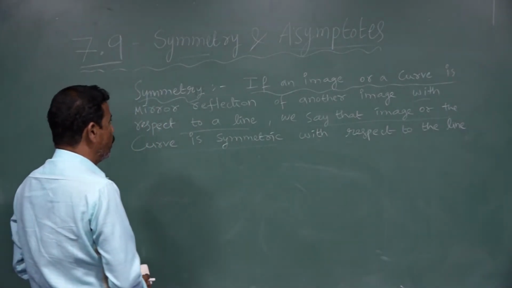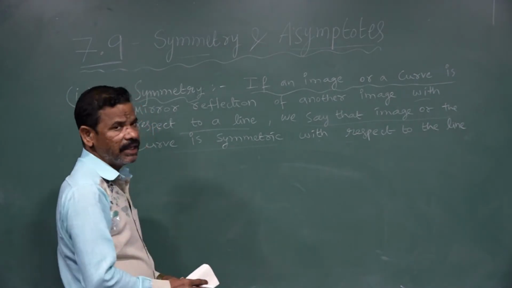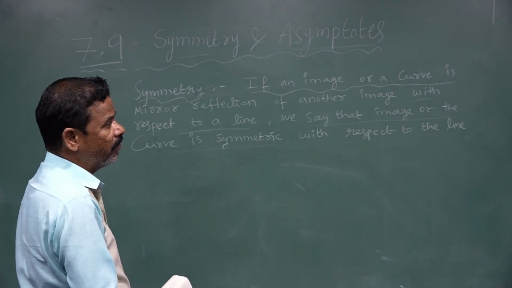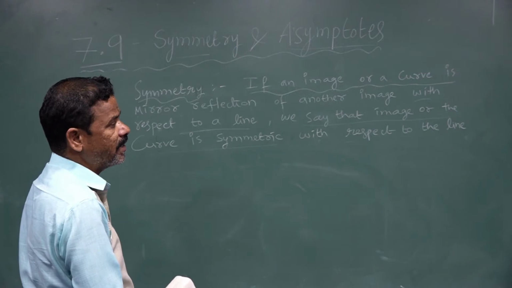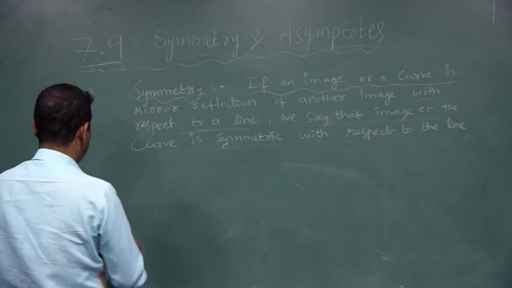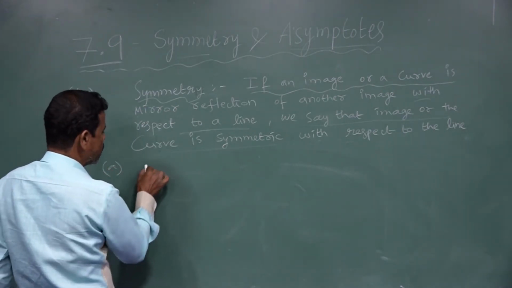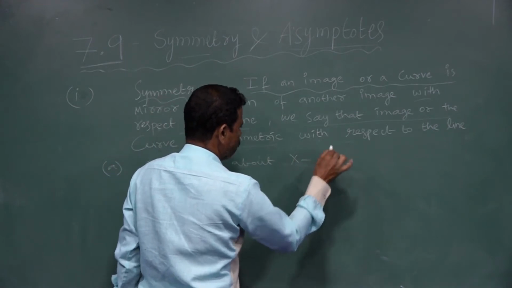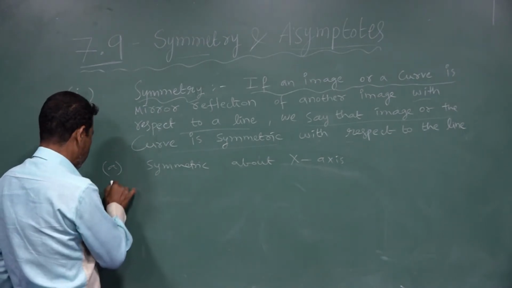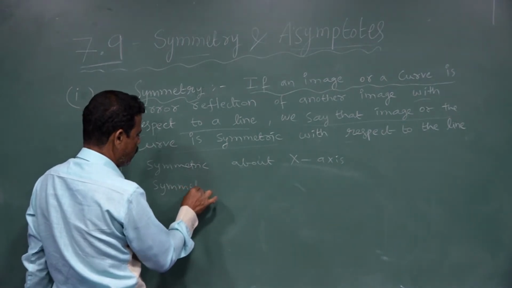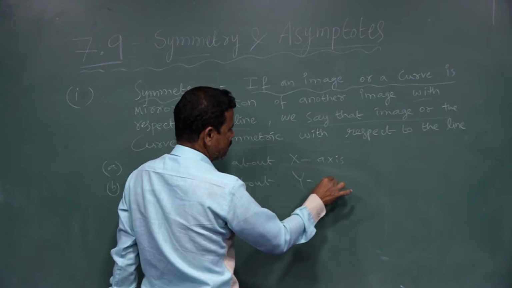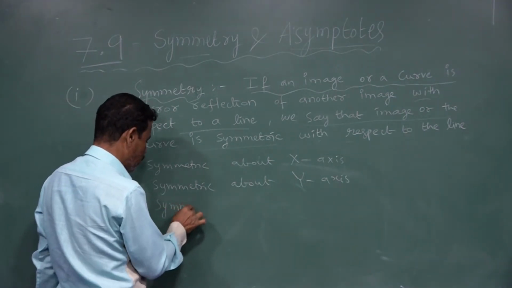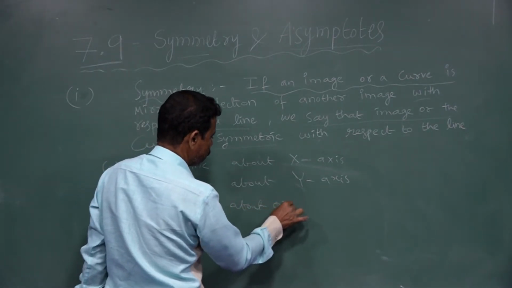Here mainly three kinds of symmetry are there. One is about the horizontal axis and another about the vertical axis, otherwise x-axis or y-axis, and also origin. Three topics here. One is symmetric about x-axis. Second is symmetric about y-axis. And the third topic is symmetric about origin. These are three types.